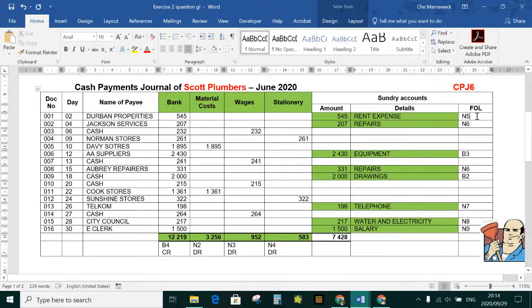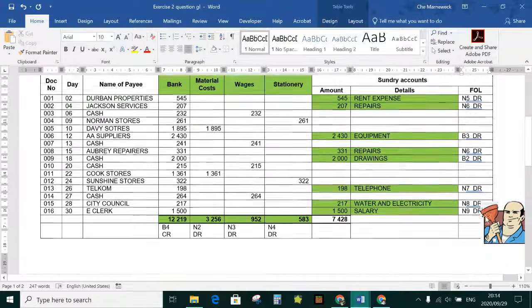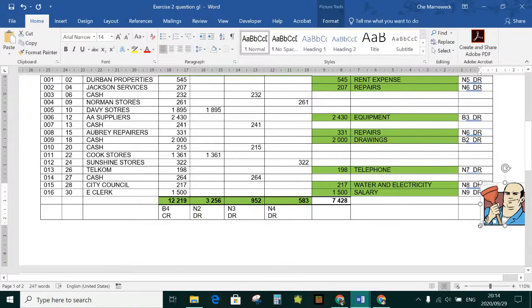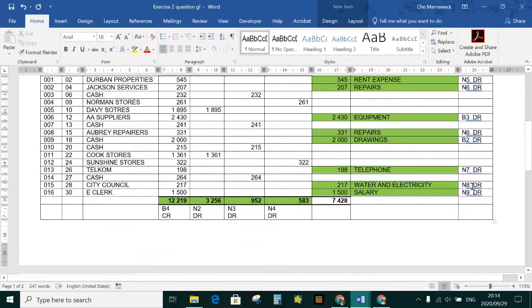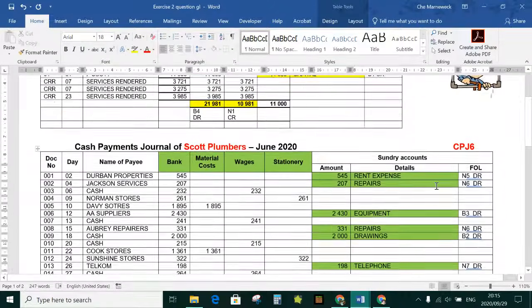All of these, DR, DR, DR, DR, and DR. Okay. I'm just going to move this picture. So we now know what side the information is going to go on.